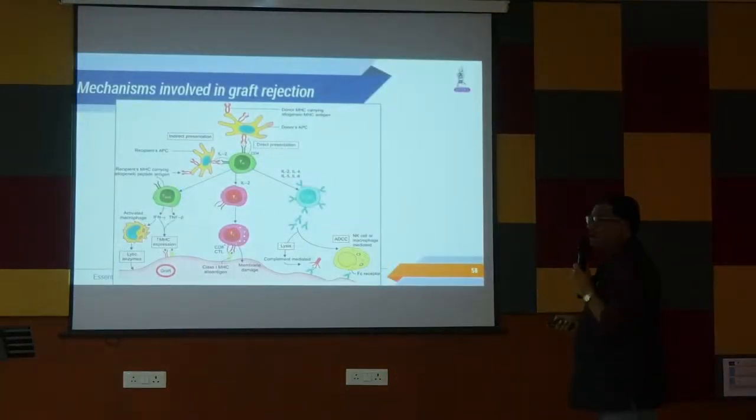The mechanism involved in graft rejections. The donor MHC carrying allogenic MHC antigen. This is the MHC antigen, the donor MHC. Direct presentation to CD4 cell. And with the presentation, immediately there is IL-2 formation, and IL-2 stimulating T cytotoxic cell may stimulate IL-4, IL-5, IL-6 by B cell stimulations, TC cell stimulation, and TDTH cell stimulations.